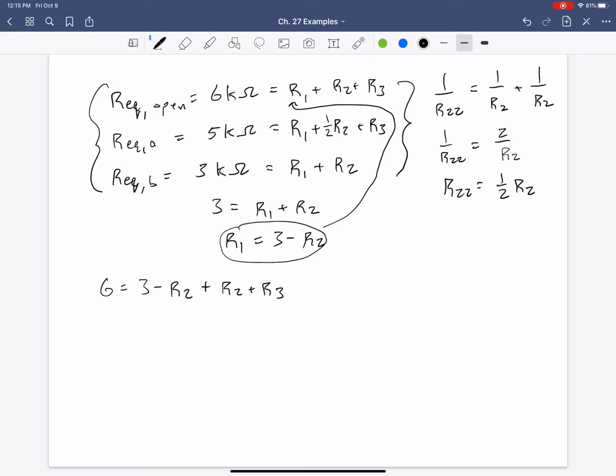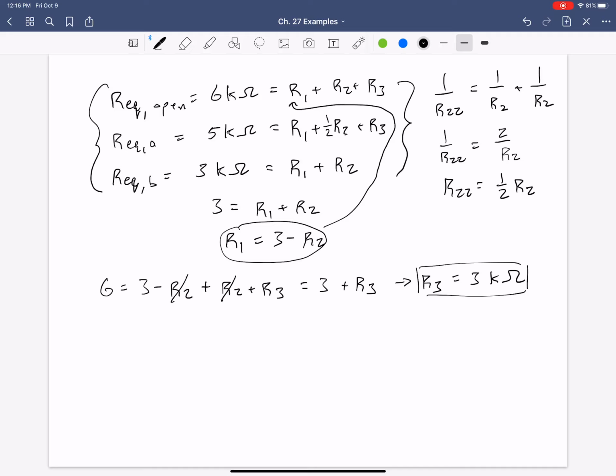Do you see what happens now? The R2 terms cancel out. That's helpful. And so we're left with 3 plus R3. And now we have an equation just in R3 and we can solve. Thus, the value for resistor 3 is 3. Remember, the units are kiloohms. And there you go. We're 1/3 of the way done, so to speak.